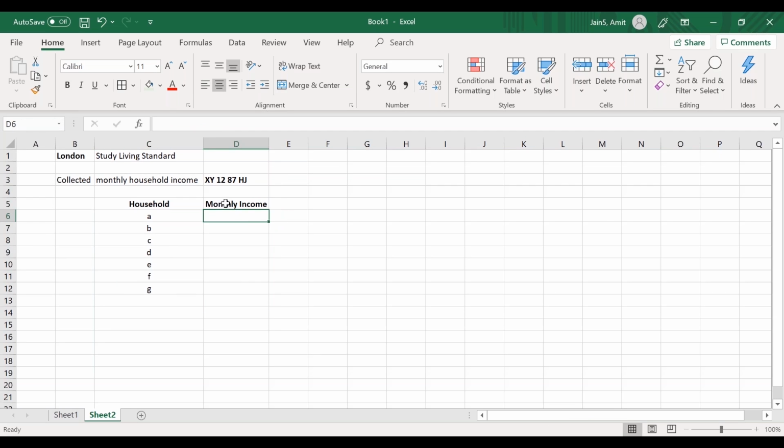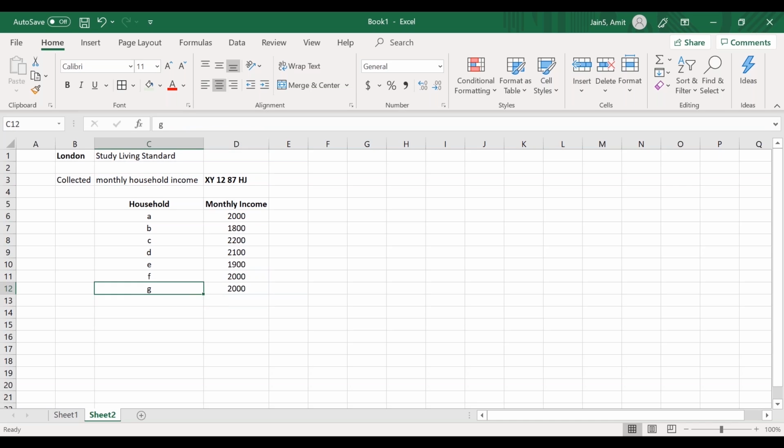Okay, household A, when they captured the data, they found that they're earning 2,000 pounds. Household B, about 1,800. Household C, about 2,200. About 2,100, 1,900, 2,000. Let's say 2,000. Okay, this was the monthly household income of the people living in London and this particular locality.